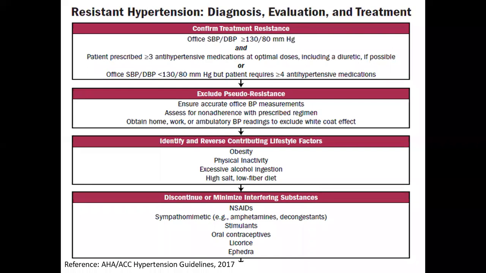We should evaluate that, and we should minimize or discontinue other interfering substances or drugs, over-the-counter drugs which increase the blood pressure, like over-the-counter use of NSAIDs, use of nasal drops, decongestants, oral contraceptives, as well as cocaine, amphetamines, or drug use. They can cause an increase in the blood pressure. So we should work up all those things while evaluating the patient for resistant hypertension.